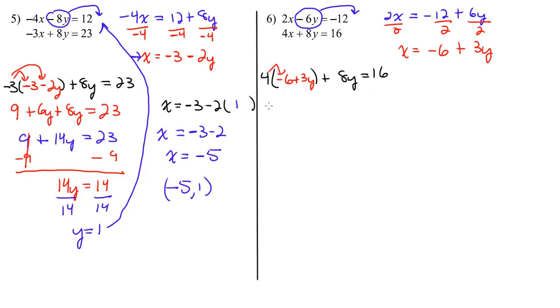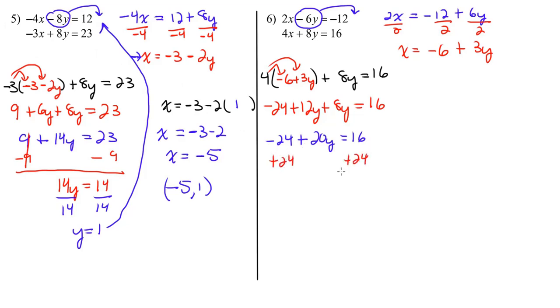So 4 times negative 6, that is negative 24. 4 times 3y, that is 12y. We bring down the rest of the equation. Next, we can combine like terms. 12y plus 8y, that is 20y. And now we have to get rid of this negative 24, so we're going to add 24 to both sides. And now we have 20y equals 40. And finally, divide both sides by 20.